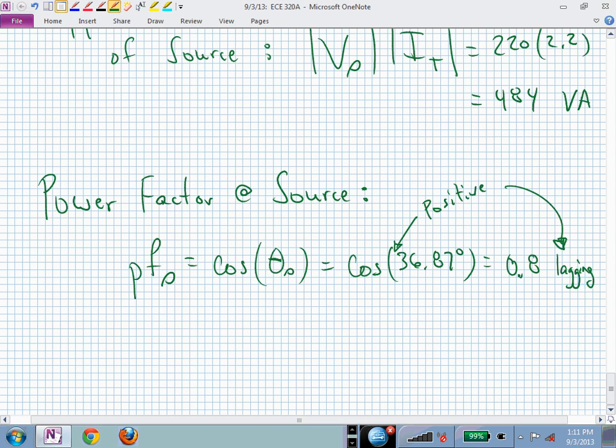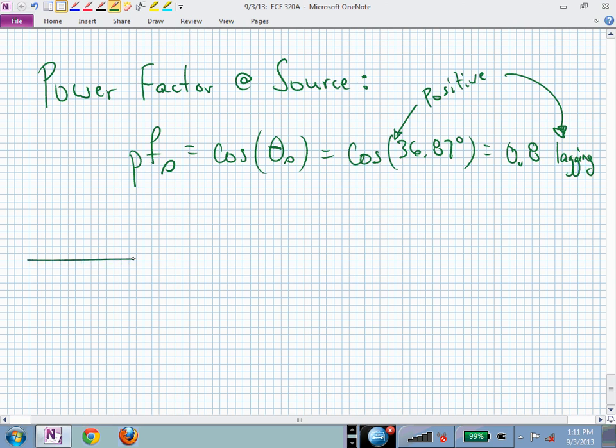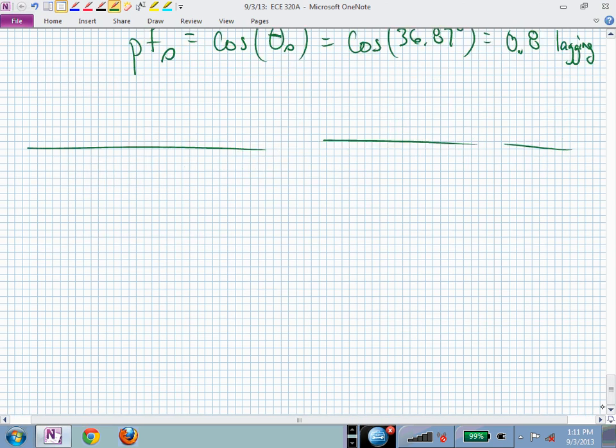So you have to know what is that angle, and it's lagging. Let's look at an example that's very close to one of your homework problems. I think it's the first homework problem, which maybe you've already completed, I hope.